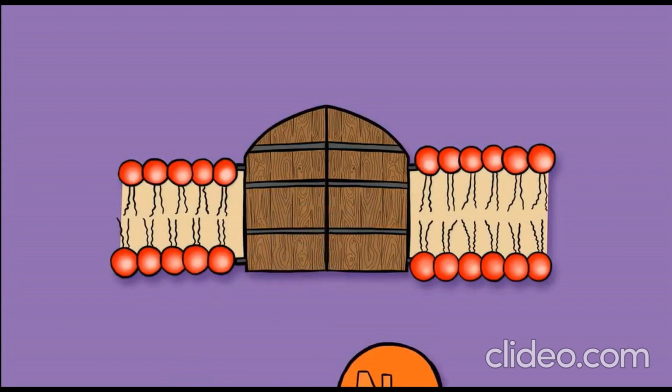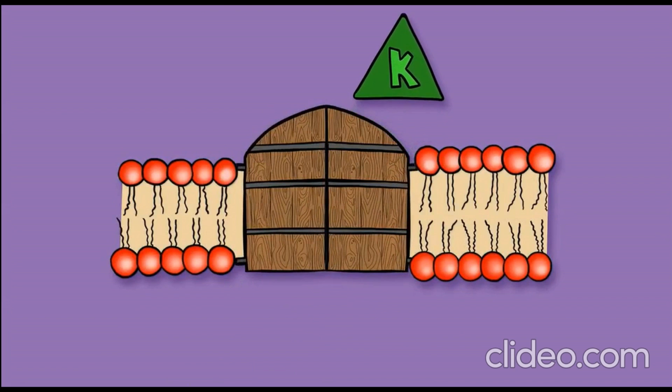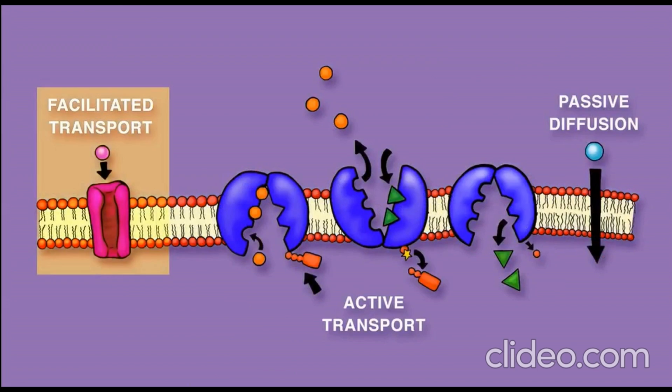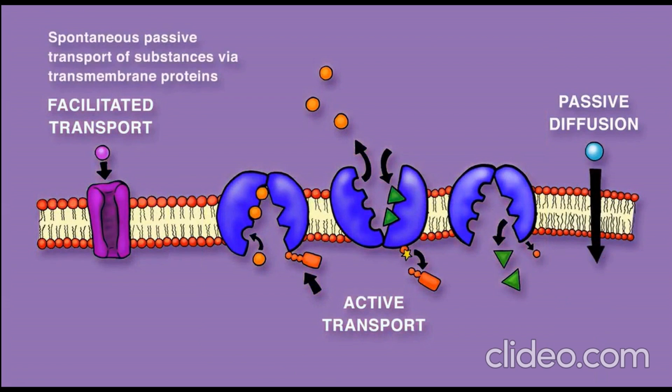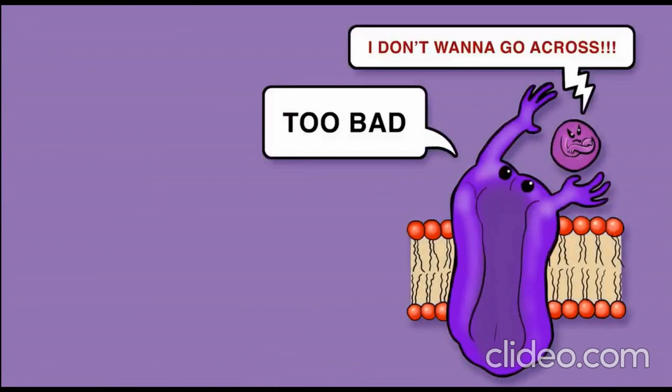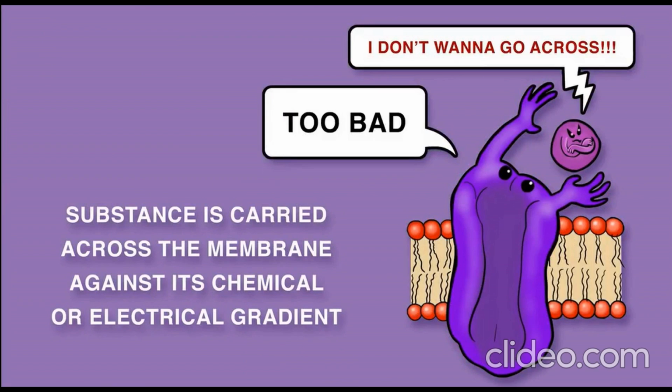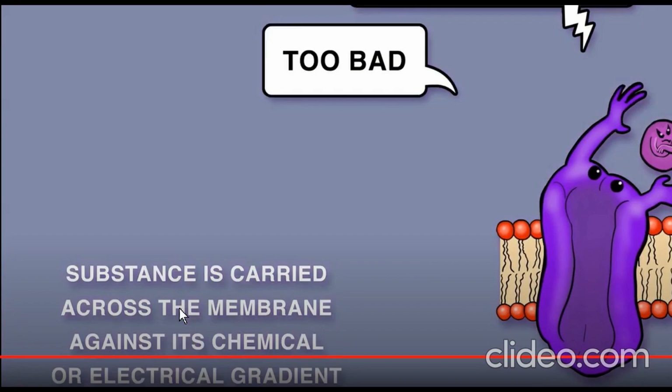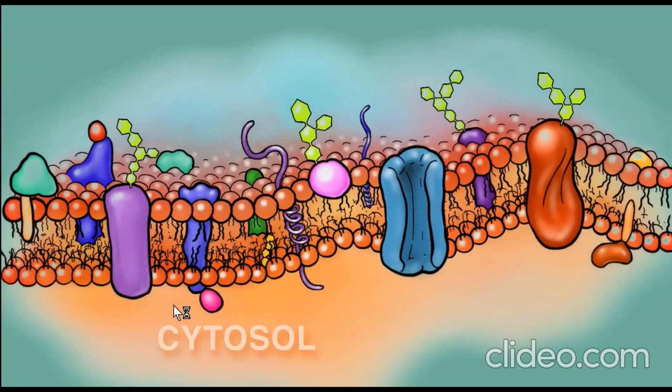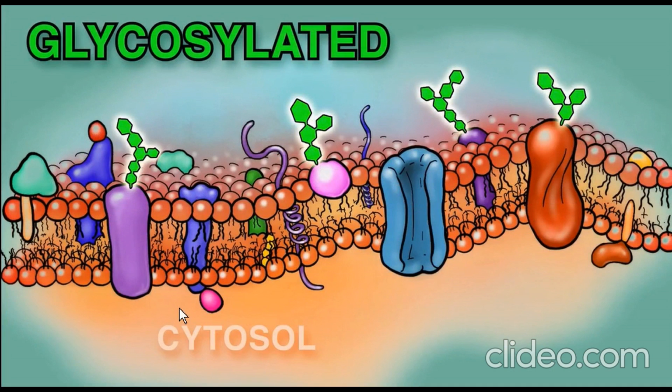Often, transmembrane proteins function as gateways, allowing specific substances to pass across the membrane. They can undergo conformational changes as they do this. They might participate in facilitated or active transport. Facilitated transport is spontaneous passive transport of substances via transmembrane proteins. Active transport, however, requires energy. Active transport may be necessary, for instance, if a substance is being carried across the membrane against its chemical or electrical gradient. As a final note, in animal cells, most transmembrane proteins are glycosylated.